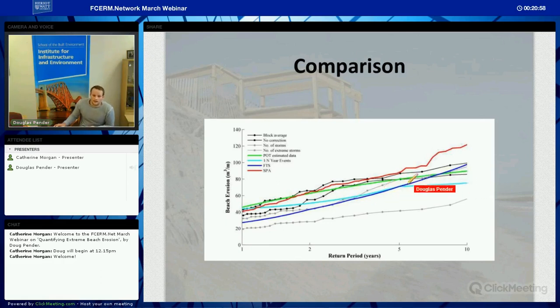The other interesting thing to note is the POT. This is probably the simplest, although you need a lot of data to do it. This is probably the simplest methodology, and it actually performs pretty well compared to the other ones. It is just a case of having erosion data available, provided that the profile data is representative of erosion. It does give you a pretty reasonable, quick estimate of what your extreme values might be.